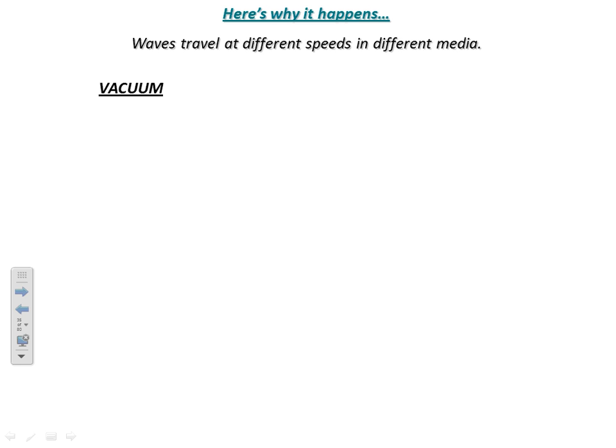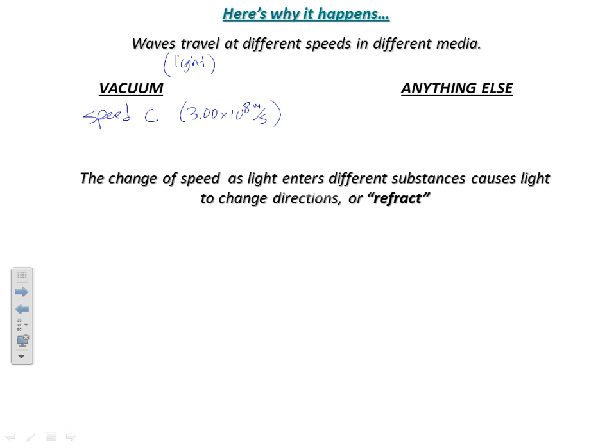Now, if we talk about light, and we're going to talk almost exclusively about light when we do refraction, even light travels at different speeds in different media. There's a speed that we just call c that light travels at in a vacuum, and c is a known value, 3 times 10 to the 8th meters per second. In anything else, light travels at a speed that we'll call v that has to be, by definition, less than c.